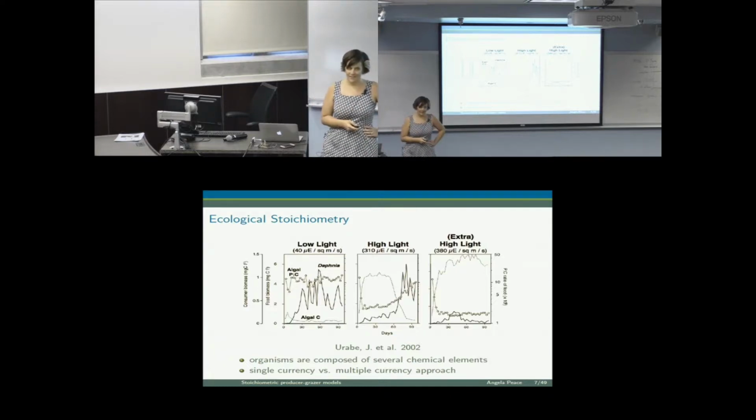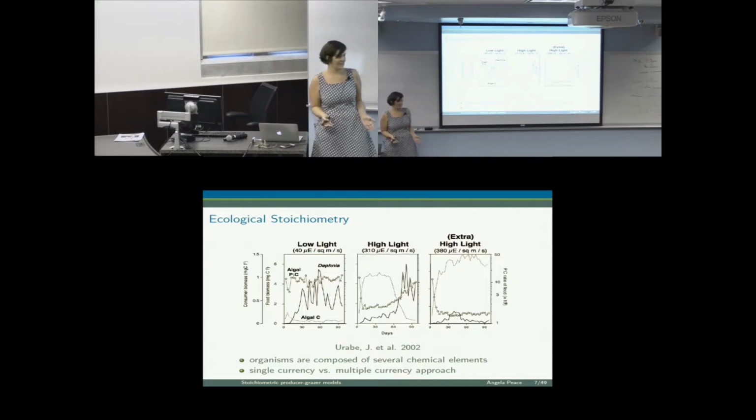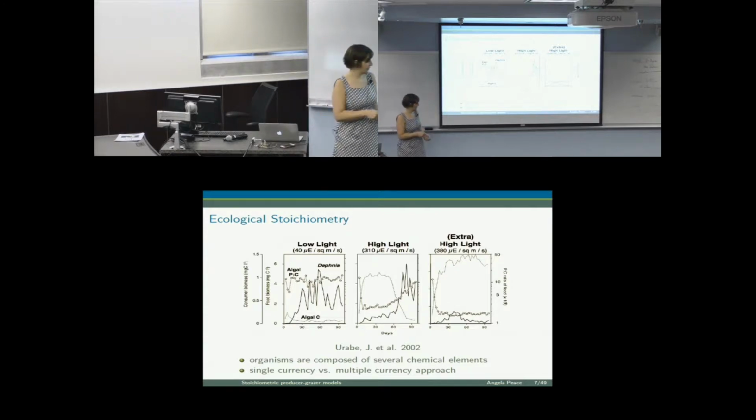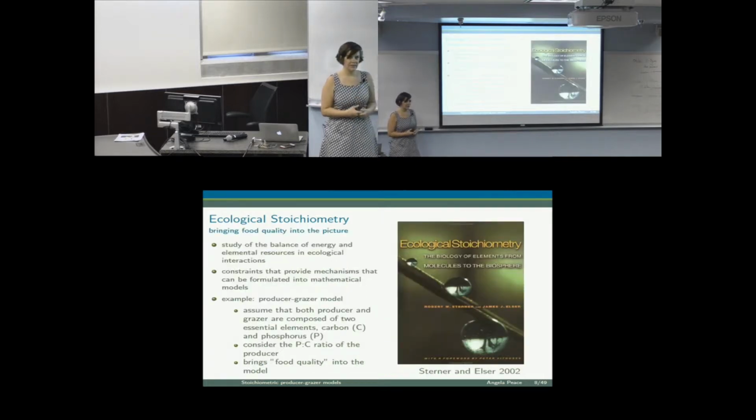So this brings to point the kind of obvious fact that things are composed of more than just carbon. We're composed of several chemical elements. So the approach of just thinking about carbon as a single currency model, like the Lotka-Volterra model, might lead to some pretty serious consequences. And maybe a multiple currency approach would be better. Okay. So this theory of ecological stoichiometry is kind of based on that idea. Here's a book on it written by Bob Sterner and James Elser in 2002. This is a study of the balance of energy and elements and how they interact in ecological interactions. Okay. It provides constraints that we can put right into our mathematical models.